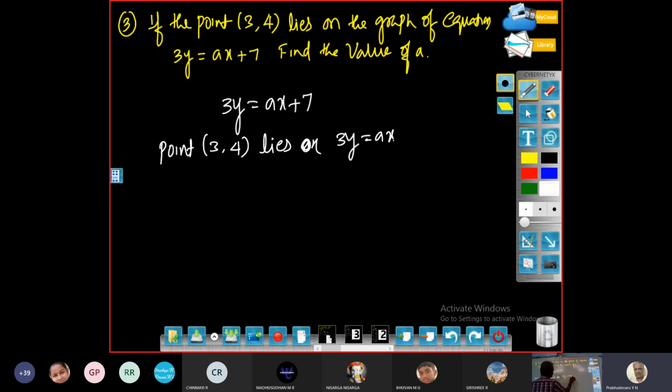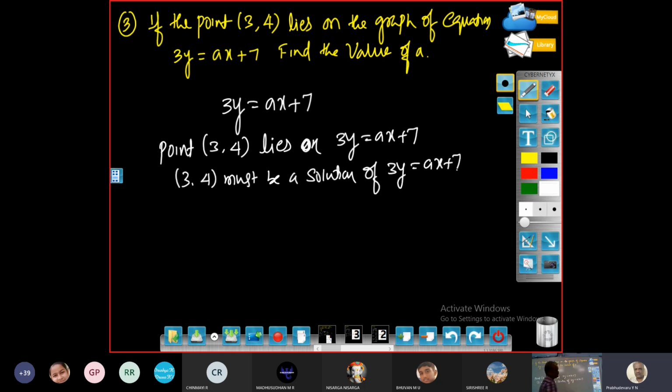3y = ax + 7, then (3, 4) must be a solution of 3y = ax + 7. If that is a solution, it means you can substitute the values there. So therefore 3y = ax + 7. 3 into the y value, we have 4. a into the x value, we have 3, plus 7.